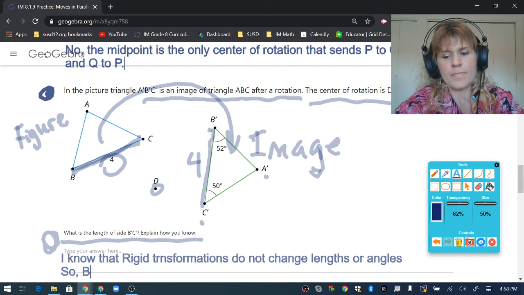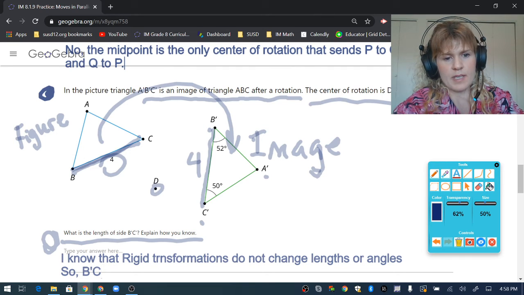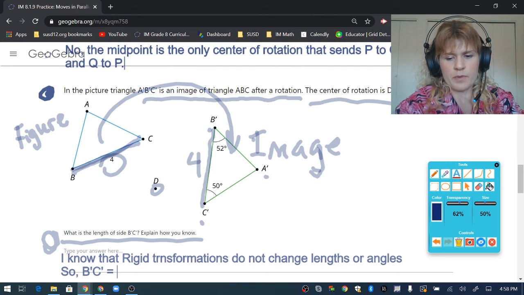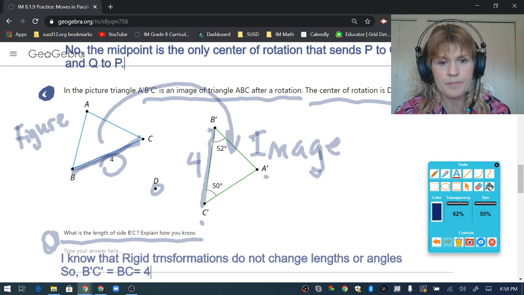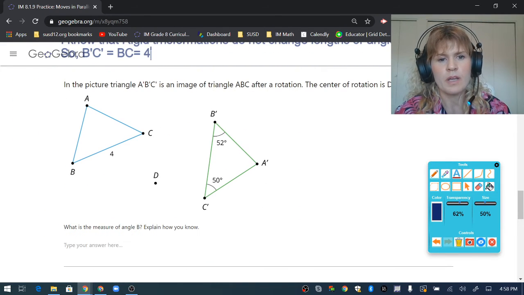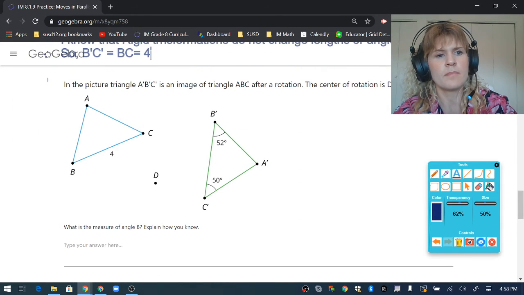So B prime C prime equals BC, which equals 4. Please type in your answer.